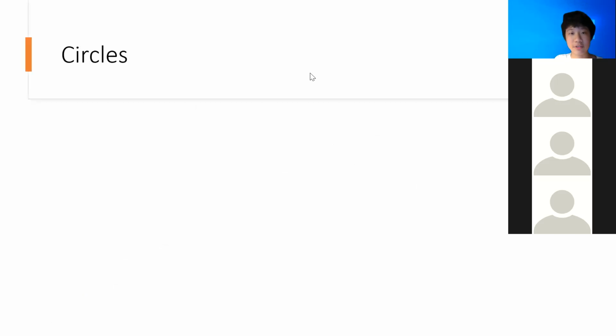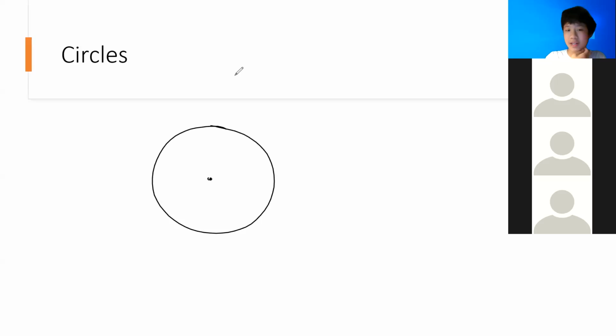So now we have circles. We're going to be talking about perimeter and area questions about circles. So we know what circles are. Circles are just these curved shapes, right? This is a circle. So how do we label the parts of a circle?